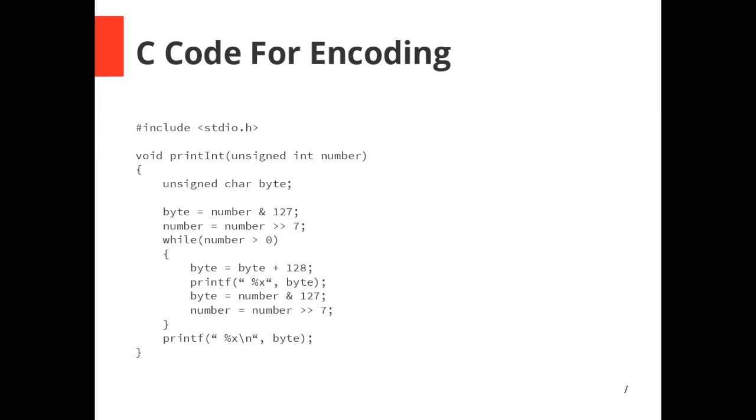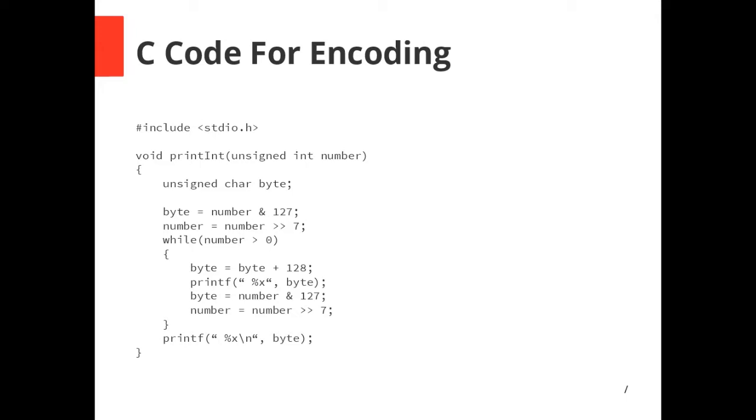Then right shift the number 7 places. This is the right shift operator in the C programming language. And then, like I said, if it's done, we'll just skip right over the while loop, print out the value in hexadecimal followed by a new line.